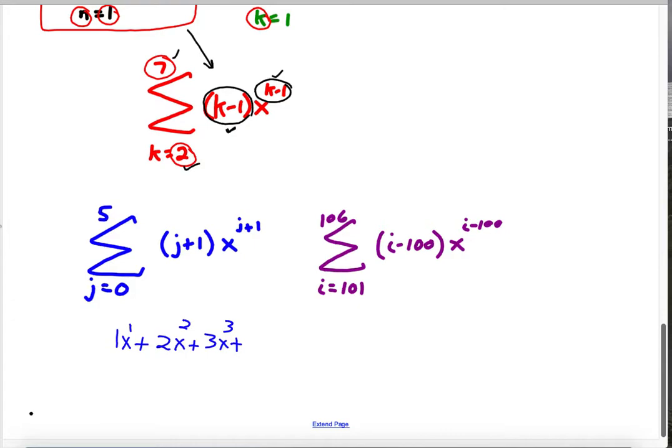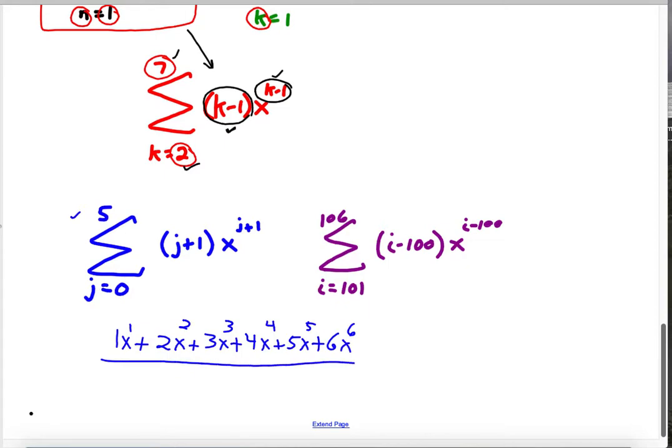And then it goes to 3, and that's going to give me 4x to the fourth. Then j is going to bump up to 4, and I'm going to get 5x to the fifth. And finally, j is going to equal 5, and that'll give me 6x to the sixth, and I stop. And that's the same series that I had to start with.